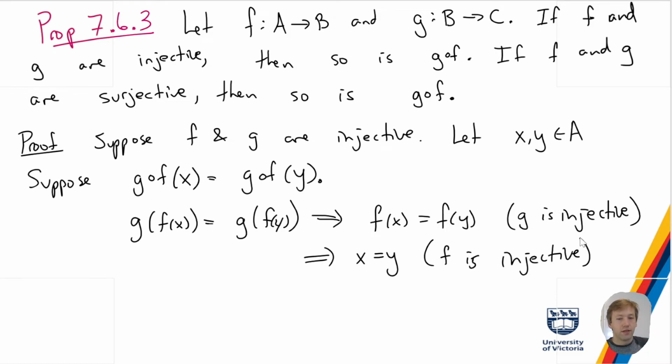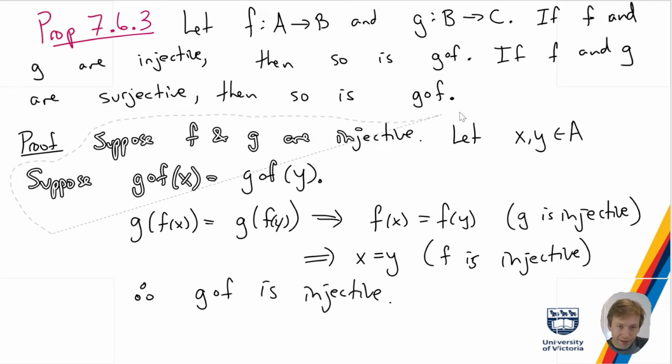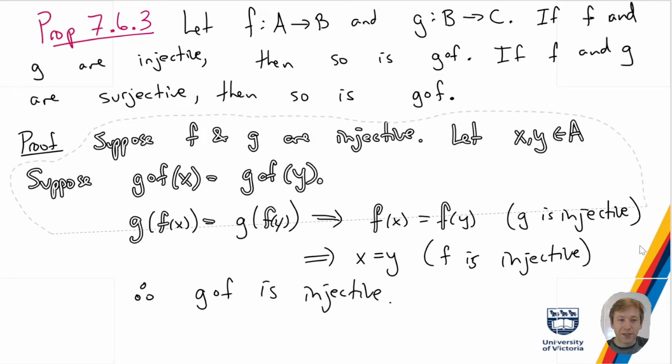The things I've written in parentheses are my reasons for these implications. So therefore, we've shown that if the composition of f and g applied to x is equal to the composition of f and g applied to y, then x equals y. So the composition of f and g is injective. Okay, so let's prove the second part, which is about surjectivity. Maybe I'll just erase this and replace it with the surjective proof.